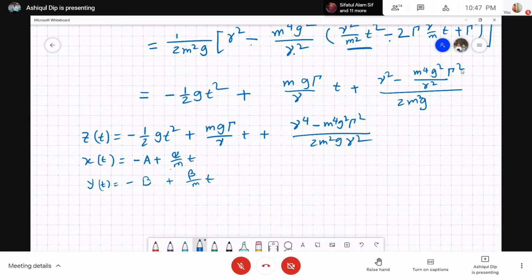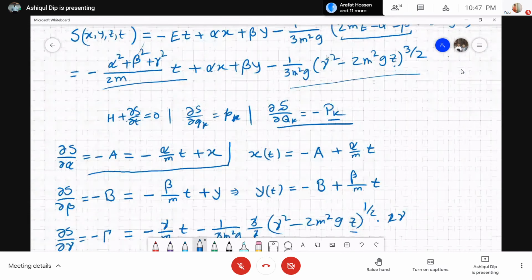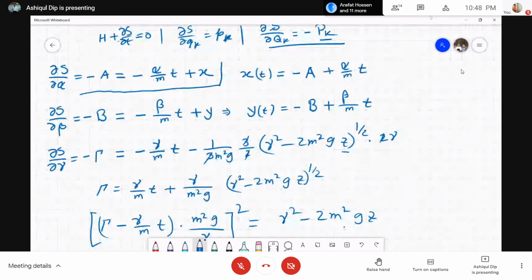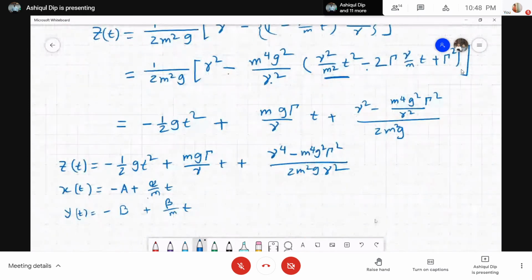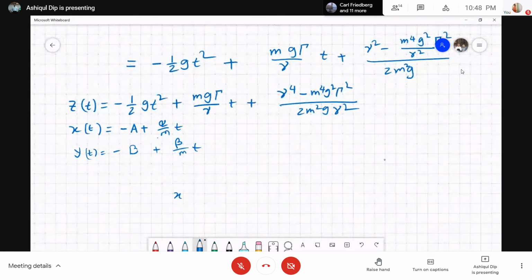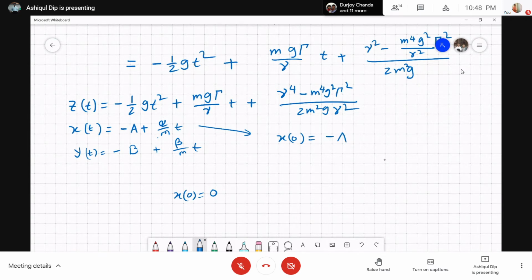Now this is my solution, but we haven't substituted our initial data, right? Yes. So now we need to substitute our initial data. What was the initial data for x? It is x equal to 0 at time 0. So x at 0 equals 0. If you substitute here, at t equals 0, it gives you negative A, and that has to be equal to 0. It automatically gives you A equals 0, right?